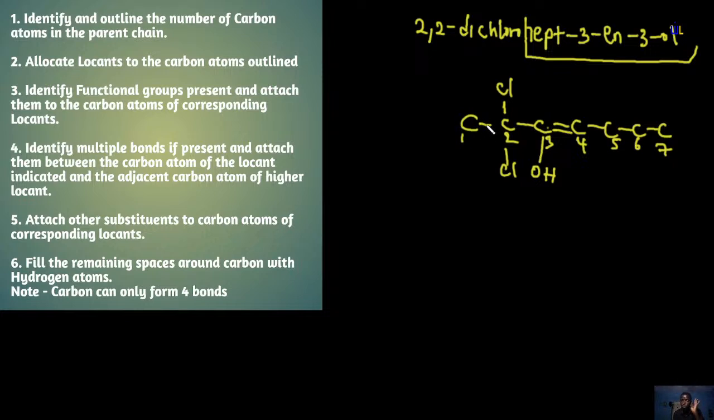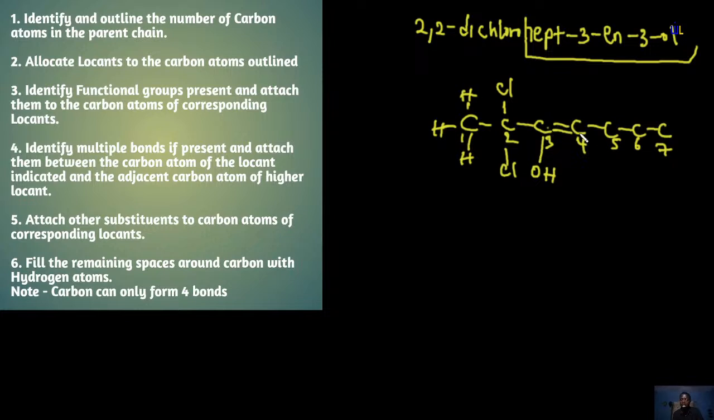Each carbon atom forms 4 bonds. So this is 1, the remaining spaces is 3, so 1, 2, 3 for hydrogen, basically. Then we come here. This carbon atom has 1, 2, 3, and 4 bonds, so it's filled up. We go to the next one. This carbon atom has 1, 2, 3, and 4 bonds, so that means this carbon is filled up.